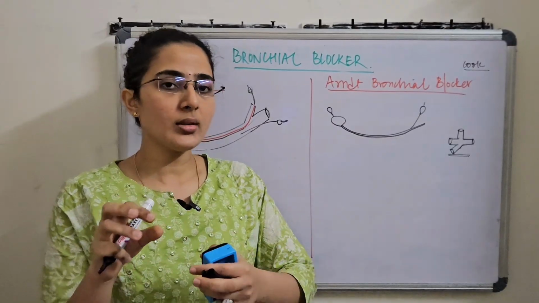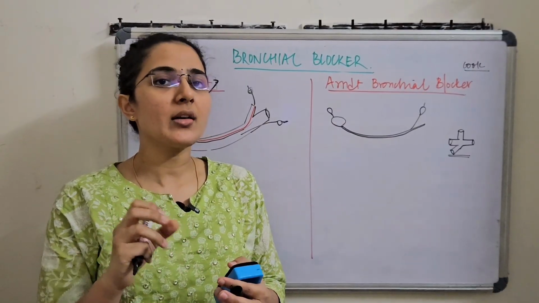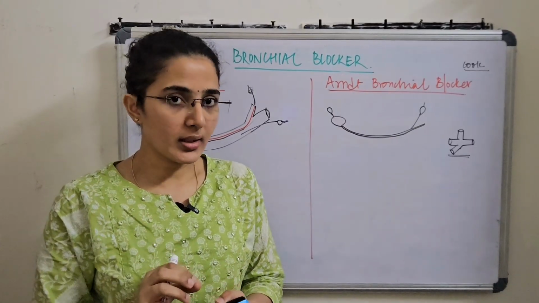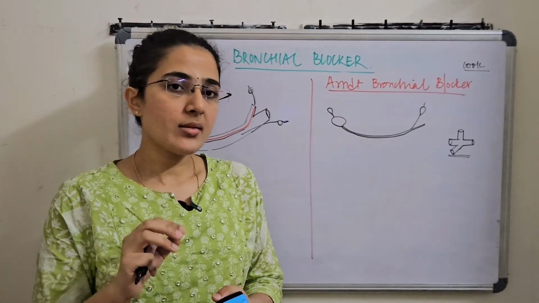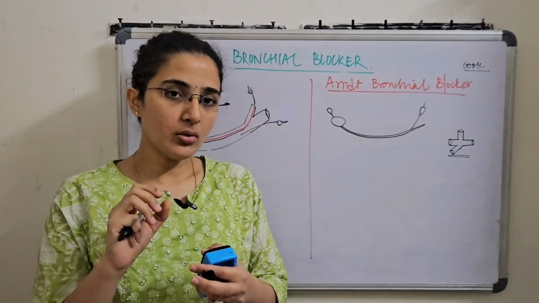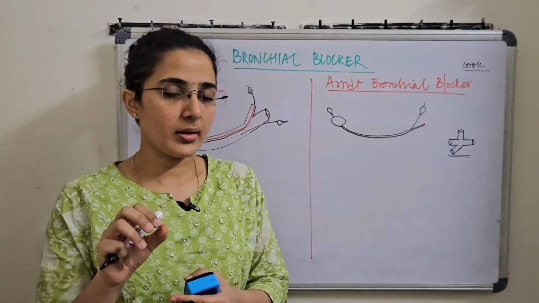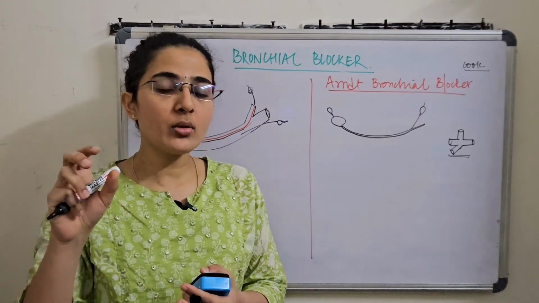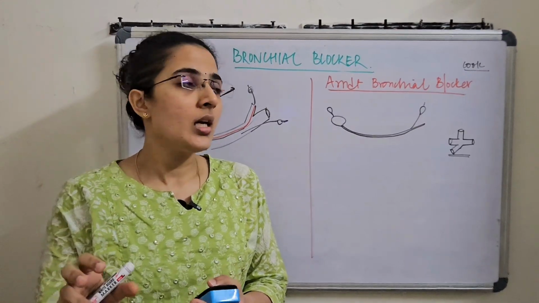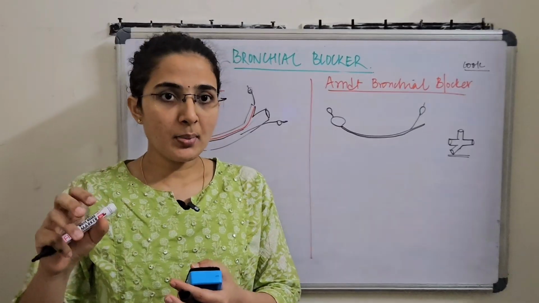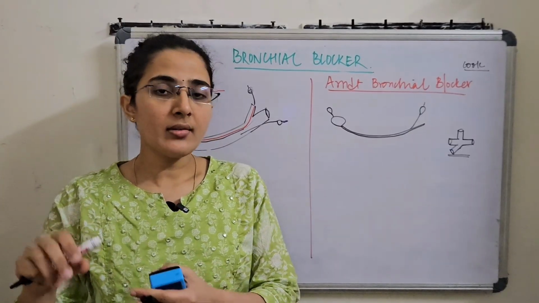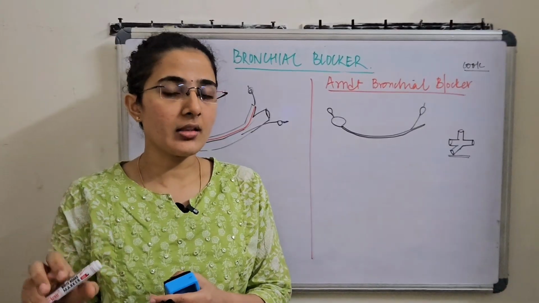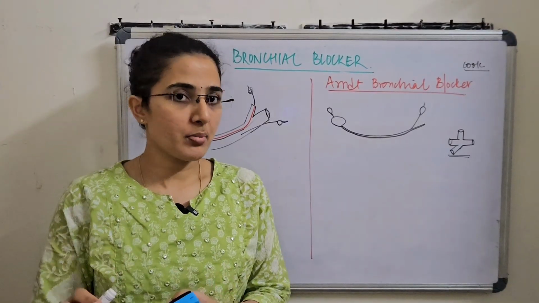Once it reaches the main carina, we have to guide it into the bronchus into which we want to pass the blocker. Once we reach that position, we have to distally push the bronchial blocker further and slowly withdraw the fiberscope till we are able to visualize the bronchial blocker. Once it is in place and we are sure, we inflate the bronchial blocker and look for the position of the cuff in the main stem bronchus.